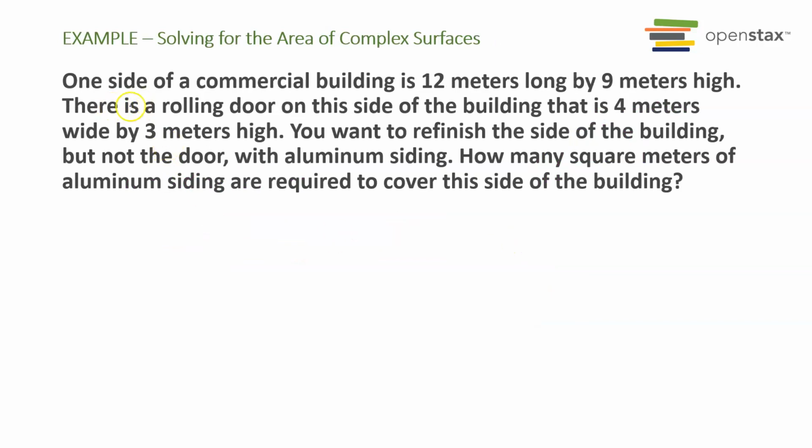All right, so what about some complex surfaces? On a side of a commercial building that is 12 meters long by 9 meters high, there's a rolling door that's 4 meters wide and 3 meters high. You want to refinish the side of the building, but not the door, with aluminum siding. How many square meters of aluminum siding are required to cover this side of the building?